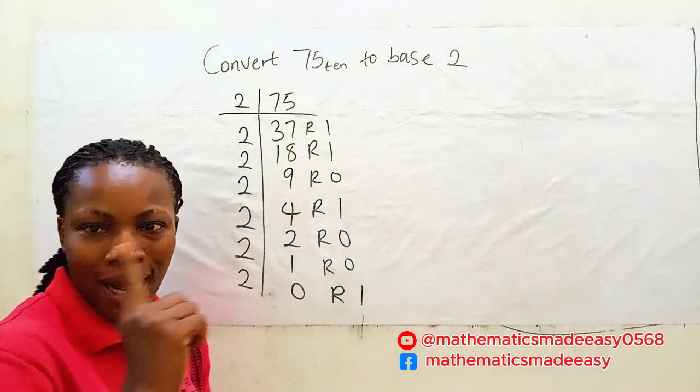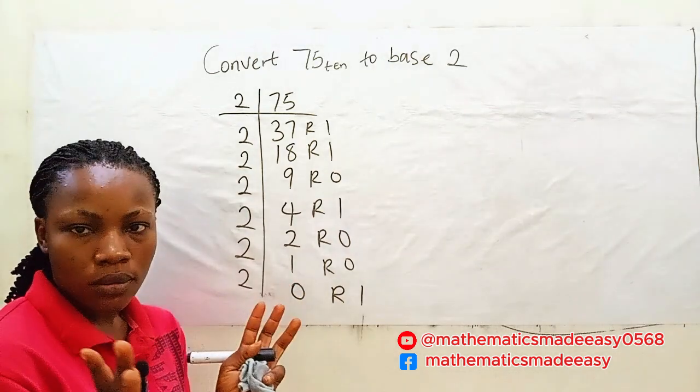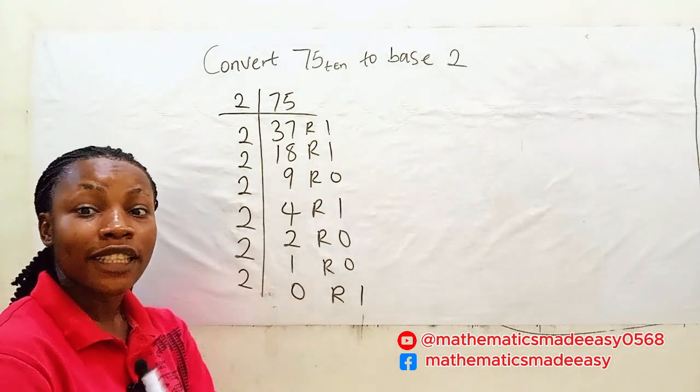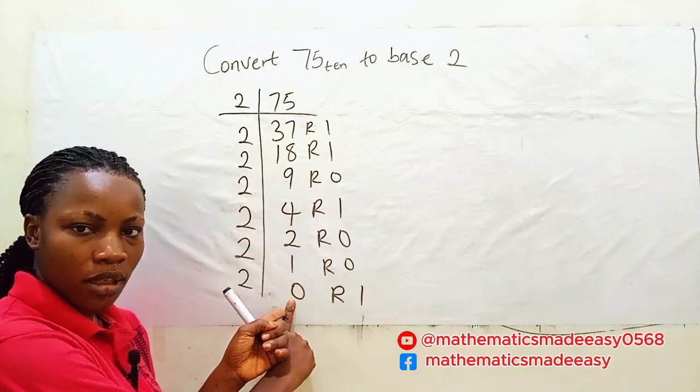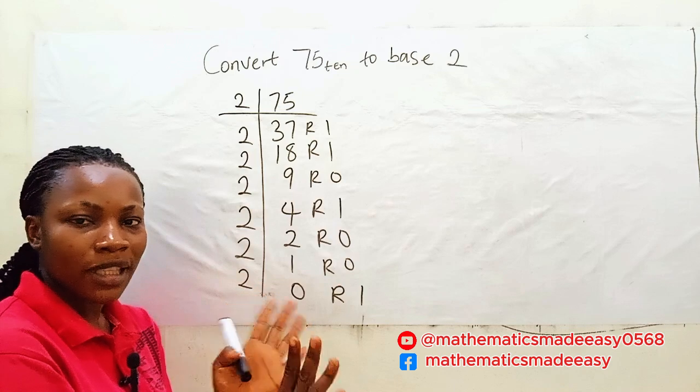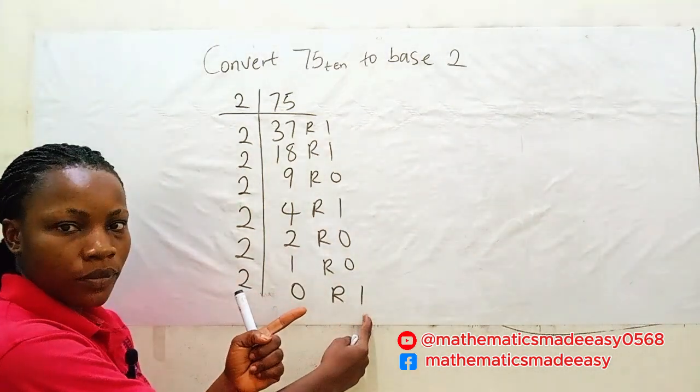Now here we are going to have 0, remainder 1, because we cannot find 2 in 1. Reason: 1 is not up to 2. So we cannot find any 2 in 1. That is why we have 0 here, because no 2 we can find in 1. We write 0. Remember this one.